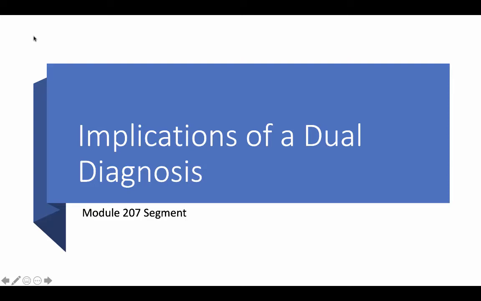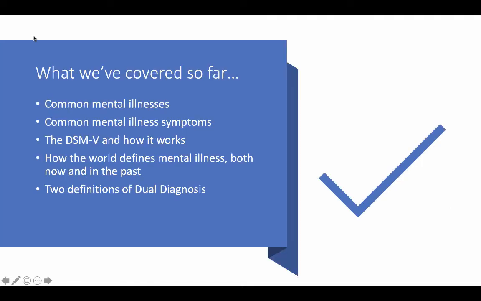It is a segment of Module 207, the Dual Diagnosis module, and this particular video focuses on the implications of being diagnosed with a mental illness or a dual diagnosis. This module has already covered common mental illnesses, common mental illness symptoms, what the DSM is and how it works, and how the world has defined mental illness, both in the past and how they define it now. We've also taken a look at two different definitions of dual diagnosis and described which one is the more current and the one we should use.